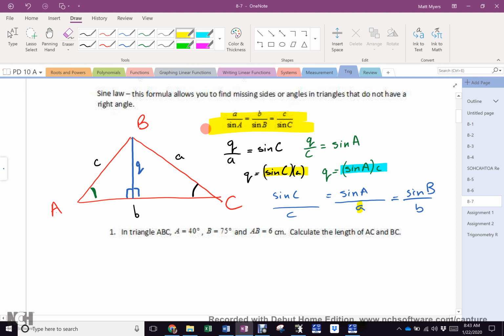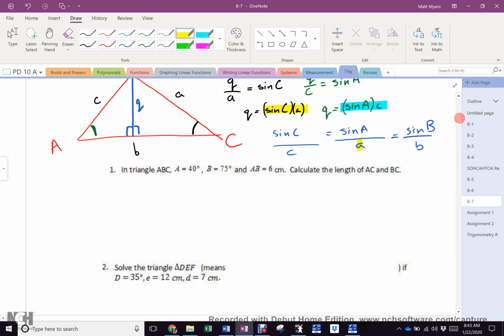All right? So let's put this into action. In triangle ABC, let us draw that. A, B, C. Does it matter if this isn't what the triangle really looks like? No, of course not, right? Because we're just using it for illustrative purposes. Angle A is 40. Angle B is 75. And AB is 6. I want to know the length of AC, which is right here, which would be little b. And I want to know BC, which would be little a.